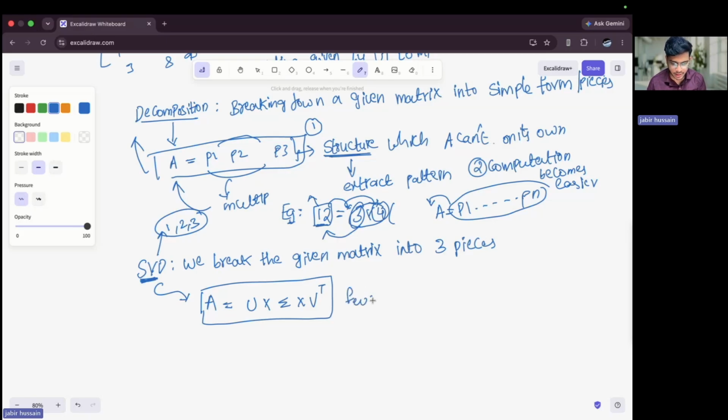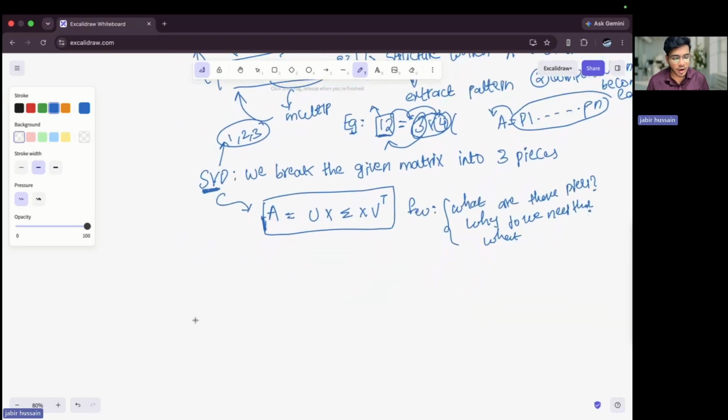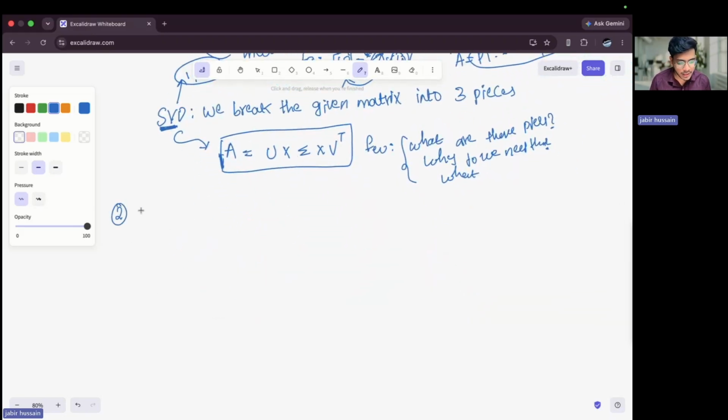I will talk about what these three pieces are, and why do we need these pieces? I know you might have the doubts. Why do we need these three pieces, and what exact patterns do we get from them? I will answer all these questions as we move along, but remember, this is the main definition of SVD. Now, let's talk about why do we need SVD in the first place?